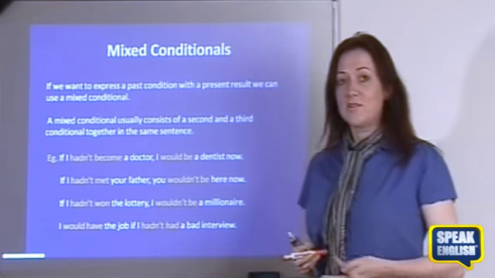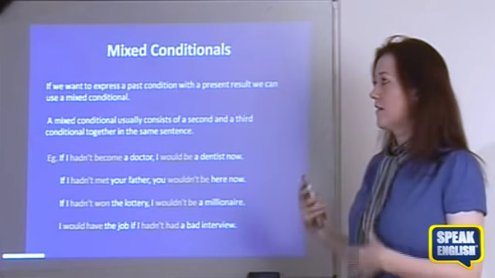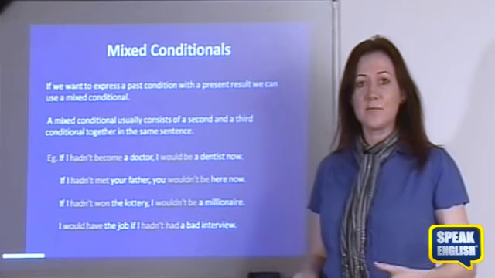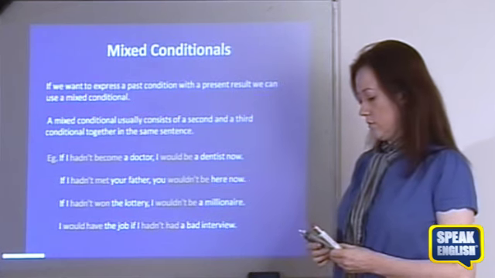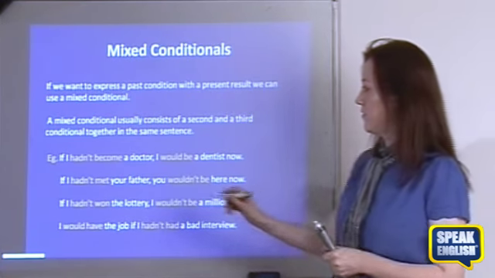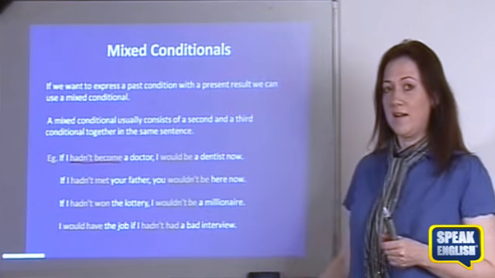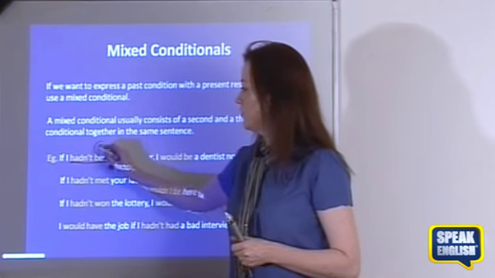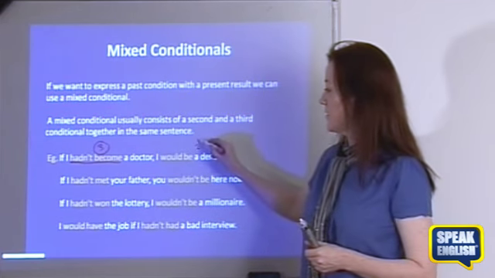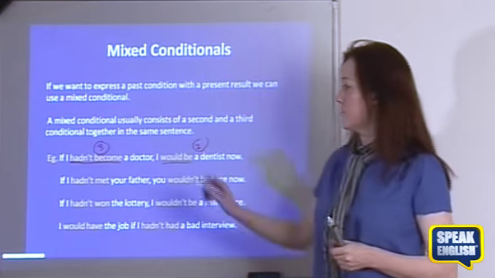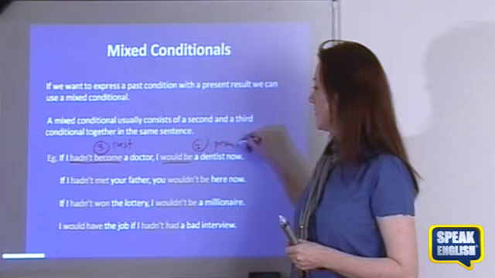Another thing to look at is mixed conditionals. Sometimes we want to express a condition from the past that has a present result. And in this case, we need to mix the second and third conditional. For example, we can look at the first part of this conditional. If I hadn't become a doctor in the past, so this is the third conditional, I would be a dentist now. This is part of the second conditional. So this is talking about a past situation and a present result.